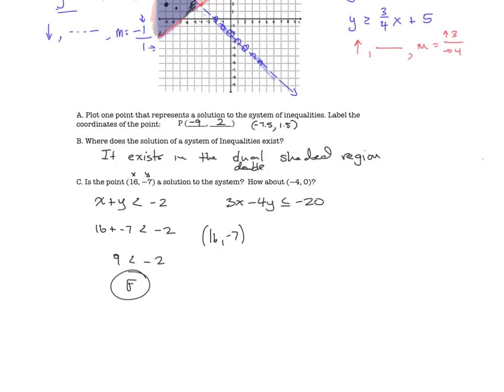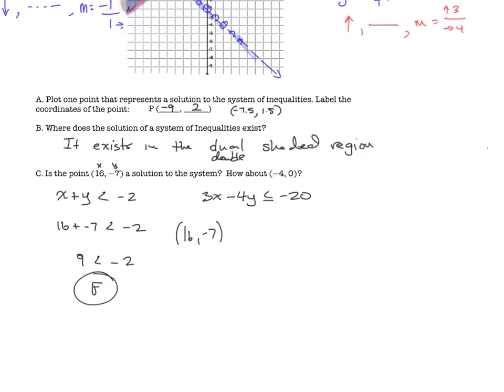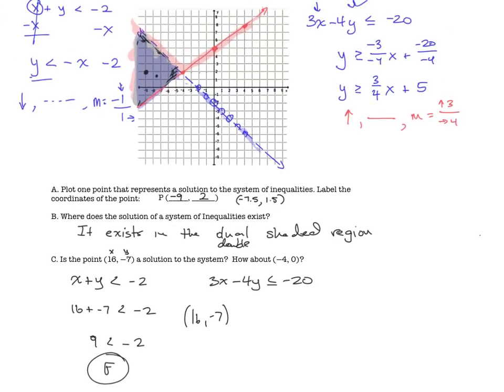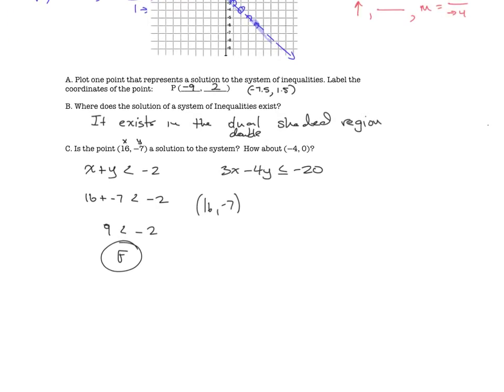All right, so I hope that makes sense to you and that you're following that. But the point (16, -7) is not a solution to our system of inequalities. It doesn't need to fail both of them; failing one is enough. So the point (16, -7) is not going to work for this particular problem. I hope that helps and I hope you understand what we're doing here.